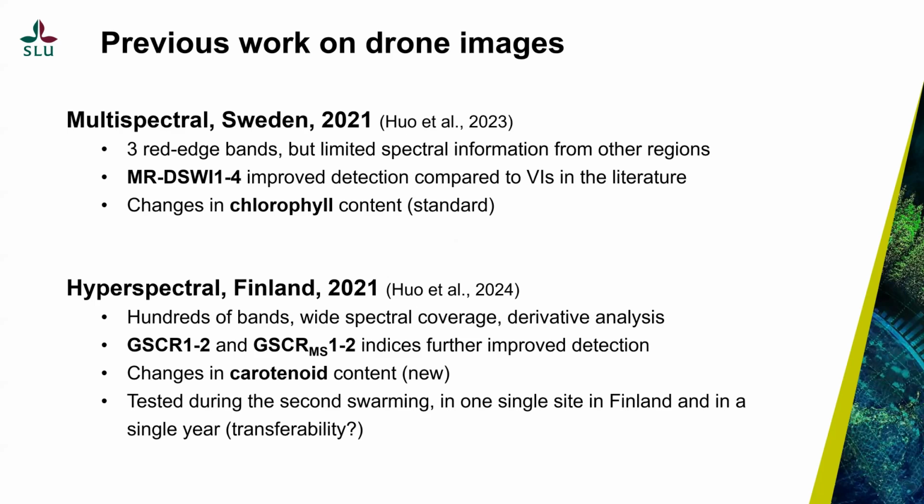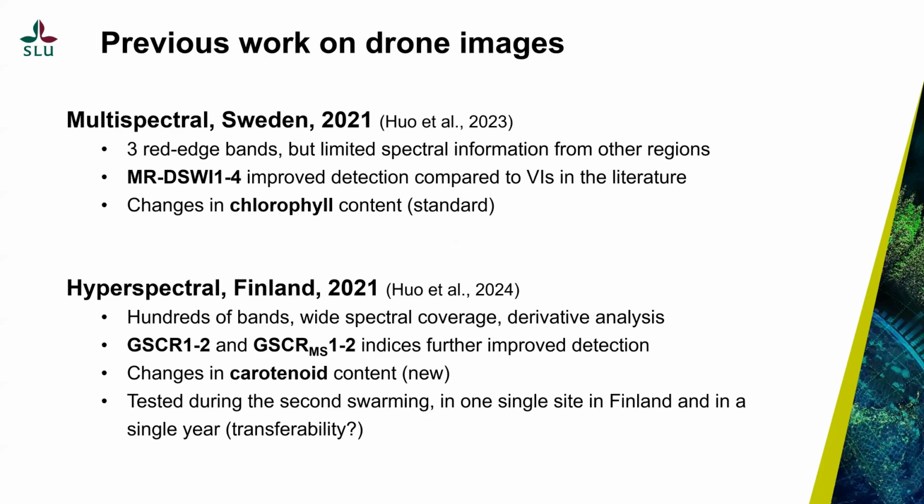And this, let's say, is the overall standard when it comes to forest health, that most studies find the red edge related features as the most sensitive to forest health, mainly because of the correlation to the degradation of chlorophyll when a tree is damaged.